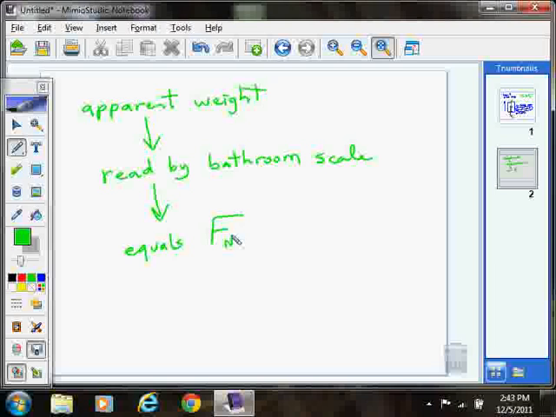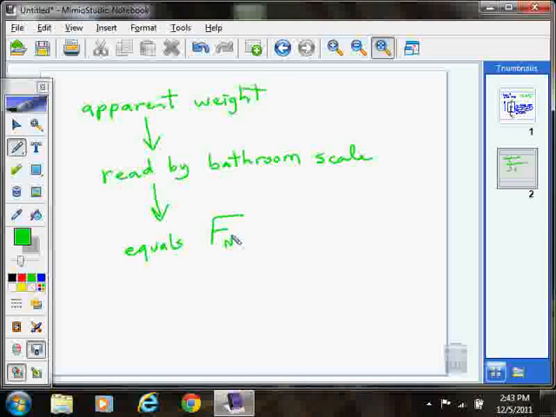Now, normally, if an elevator is not accelerating up or down, how does the normal force compare to the weight force? They're equal. So when you step on the bathroom scale, it reads your normal force, which is usually equal to your weight force. But when you're in an accelerating elevator, the bathroom scale is not going to read your true weight. It's going to read the normal force, and that's why it's called your apparent weight.